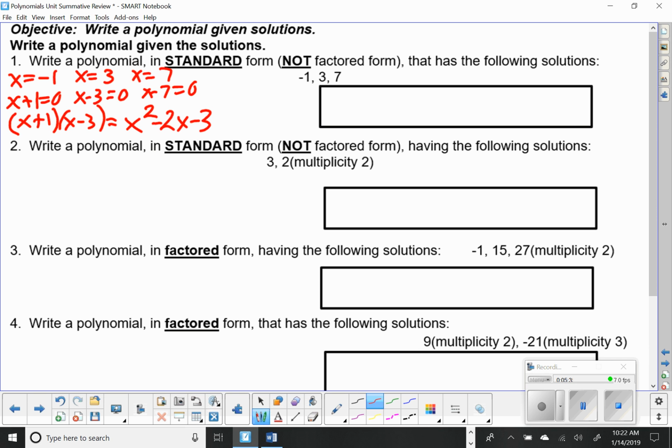Now I have to multiply that trinomial times my x minus 7. Lots of ways you can do this. One way is to make kind of like a little table here.